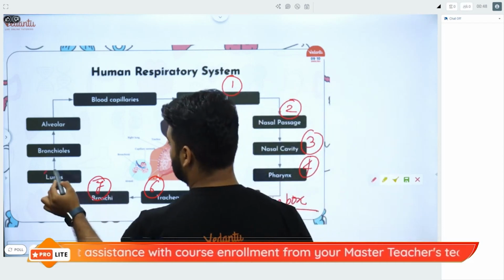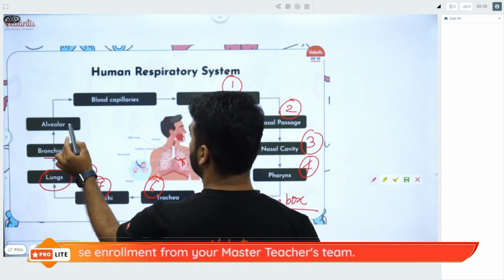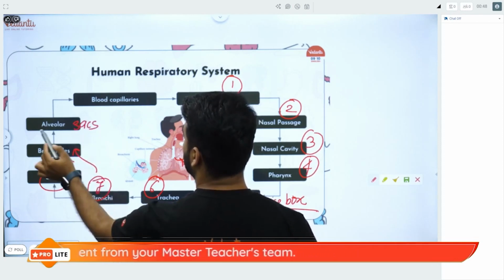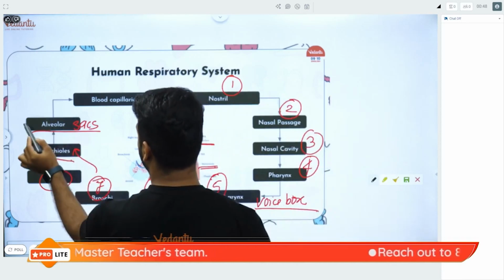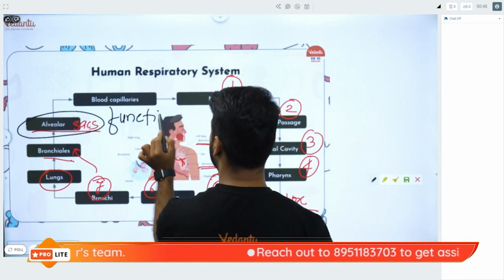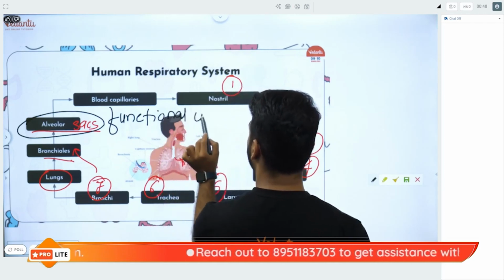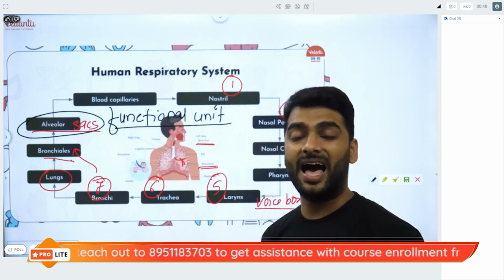The bronchi divides into bronchioles, where they are present in the lungs. So bronchi divides into bronchioles. Bronchioles divide into alveolar sacs. And let me tell you that alveoli are the functional unit of the respiratory system. This can also come as a question in your exam, what is the functional unit of the respiratory system? It is the alveolar sacs.